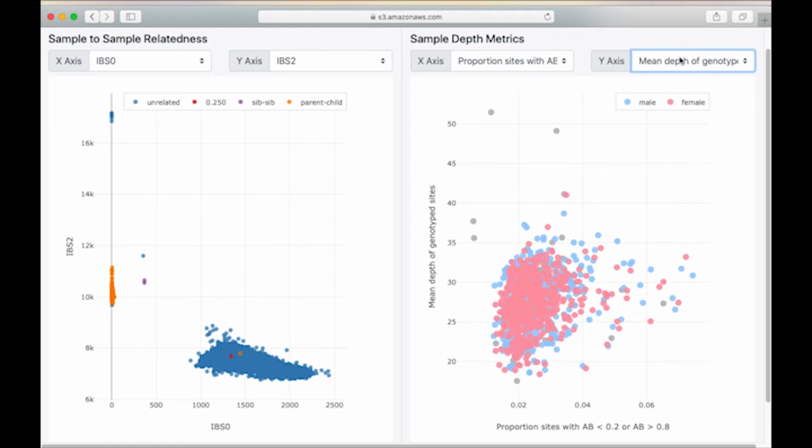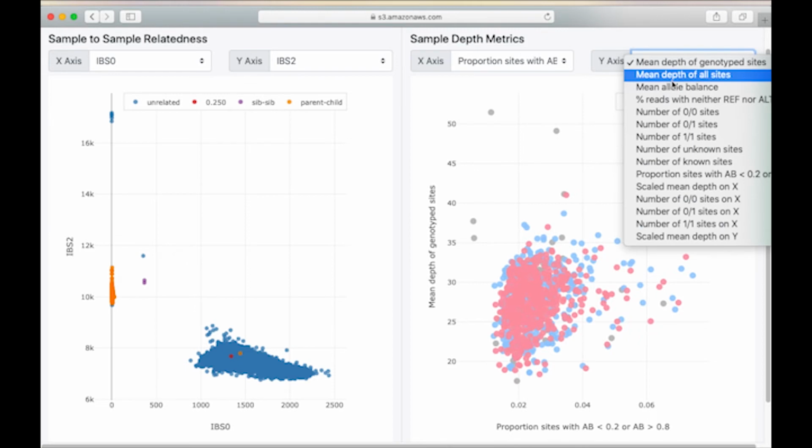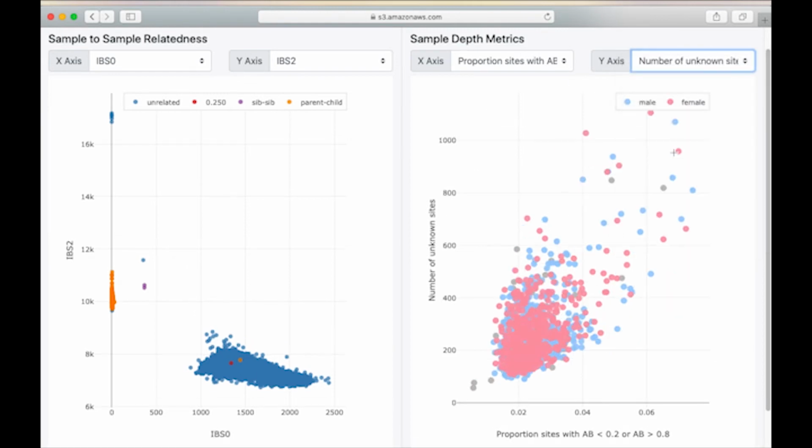The number of known sites can also be informative. If we hover over a point, it gives metadata about the sample and highlights a number of points in the left-hand plot. In that left plot, each point is a pair of samples that are again colored by information given in the manifest. Here, the color gives the relationship between samples. The current axes compare identity by state values.